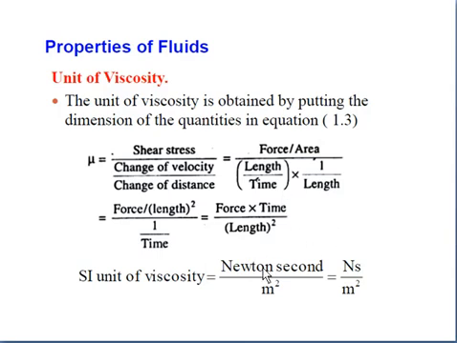So the unit of viscosity is Newton second per meter square. The unit of force is Newton, the unit of time is second, and the unit of length is meter. Therefore, finally we get the unit as Newton second per meter square. This is the SI unit of viscosity, or dynamic viscosity. The SI unit of dynamic viscosity is Newton second per meter square.